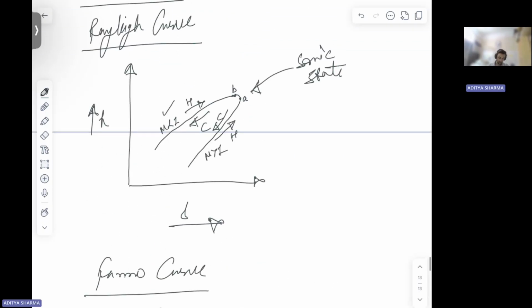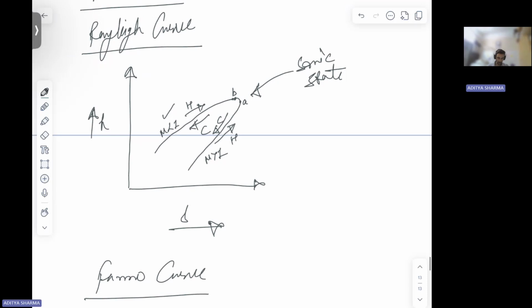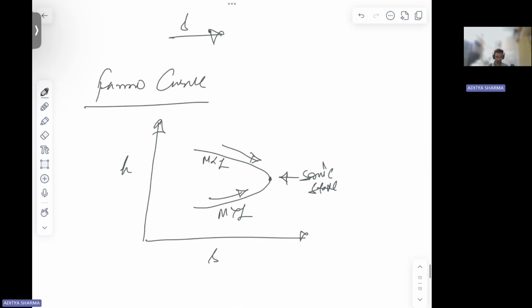Now in your Rayleigh curve, you can move from subsonic state to sonic state and sonic state to supersonic state because of heat, cooling and heating. But here that cannot be done. Let's say from supersonic state, you're moving to sonic state because of friction. Now, if you want to move further to a subsonic state from the sonic state, that is not possible with friction. So this is your Fano curve.